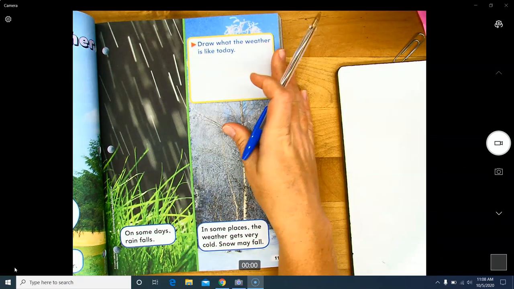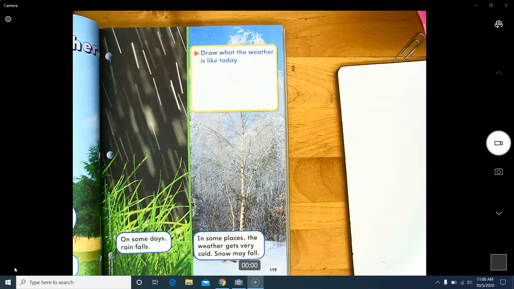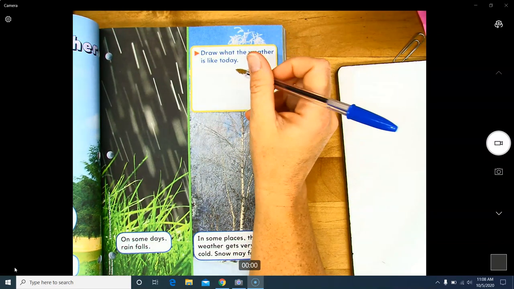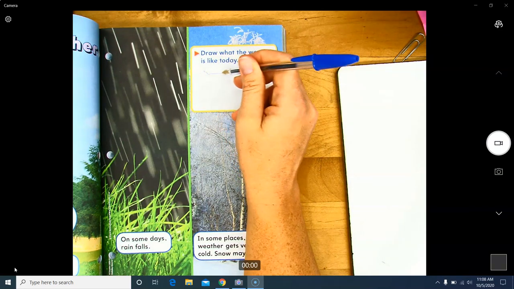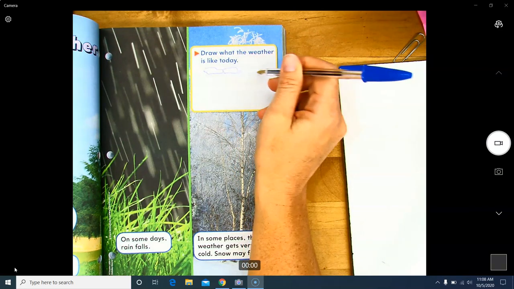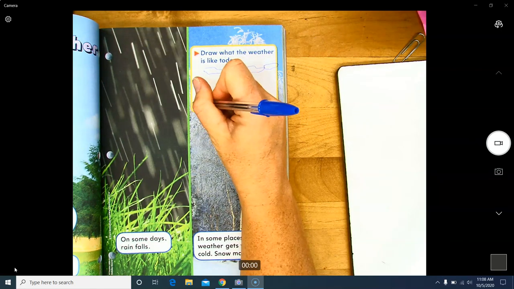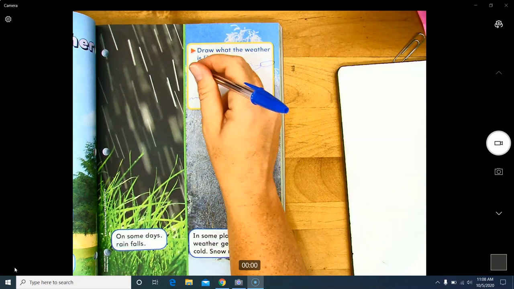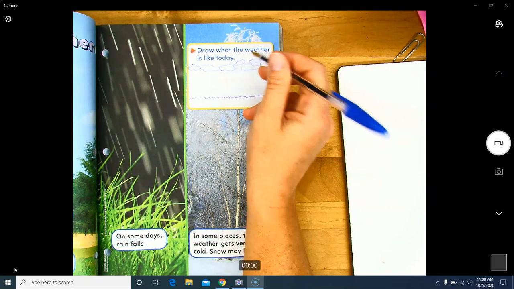So we are in Florida, and today it looks like it's a little overcast. The sky is kind of gray. So you can draw whatever. You can draw just some clouds. Okay, and the grass. It's not very sunny, so I'm not going to draw a sun, just a bunch of clouds.